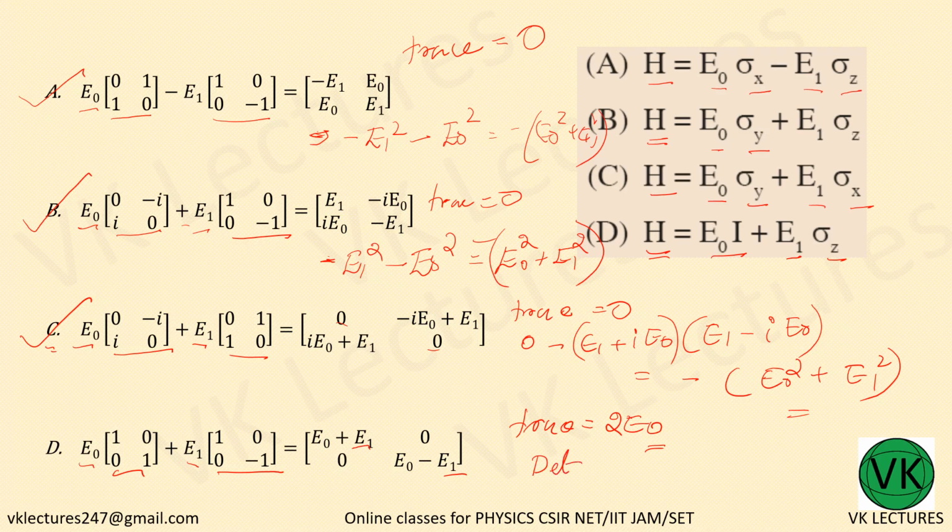The determinant will be (E0 plus E1) into (E0 minus E1), so E0² minus E1². So this is not true. So option D is the correct option, which does not correspond to the given matrix. All others give you the same eigenvalues.